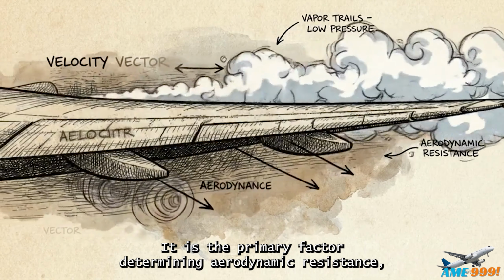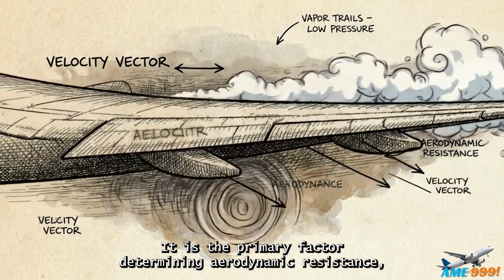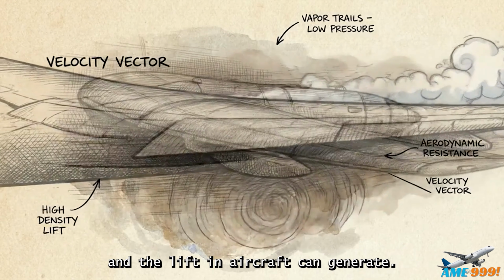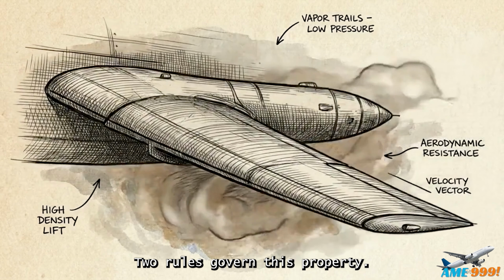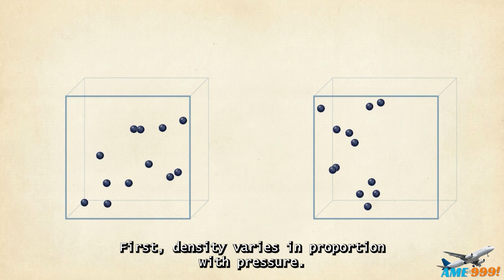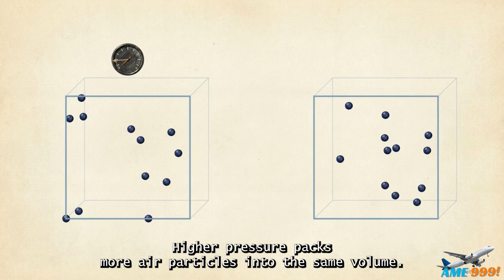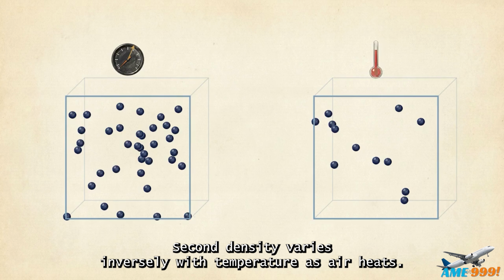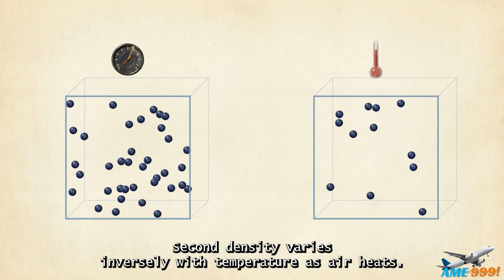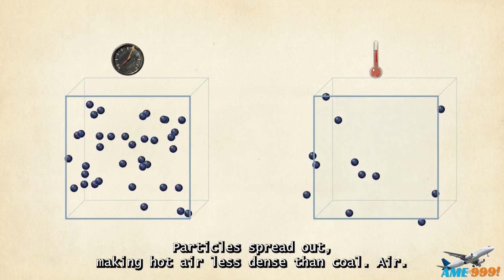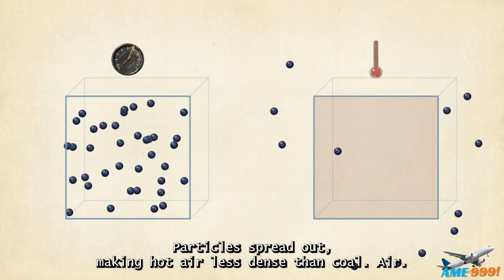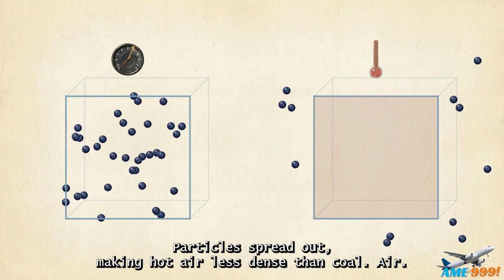It is the primary factor determining aerodynamic resistance and the lift an aircraft can generate. Two rules govern this property. First, density varies in proportion with pressure. Higher pressure packs more air particles into the same volume. Second, density varies inversely with temperature. As air heats, particles spread out, making hot air less dense than cool air.